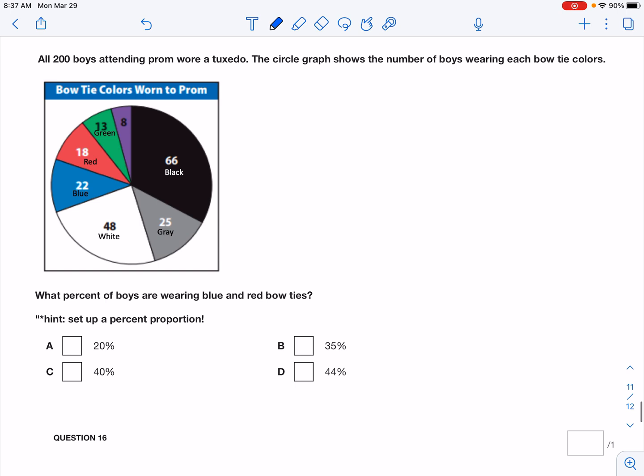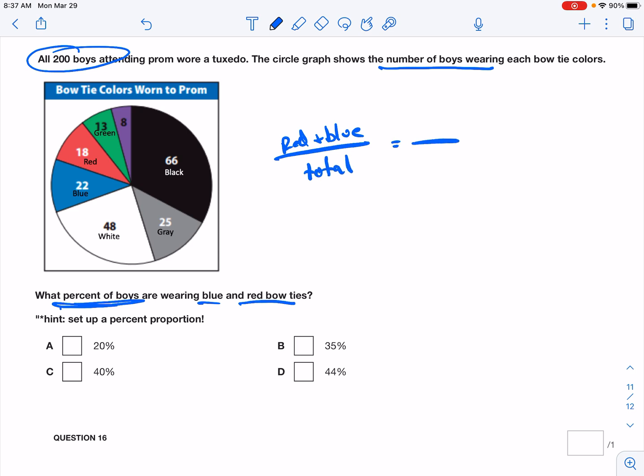All right, so here we want to find out what percent of the boys are wearing blue and red bow ties. The circle graph shows us the number of boys. There's a total of 200. So we want to do red and blue out of the total. We're trying to find out what percent are red and blue.